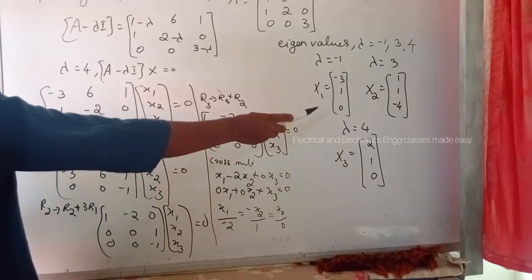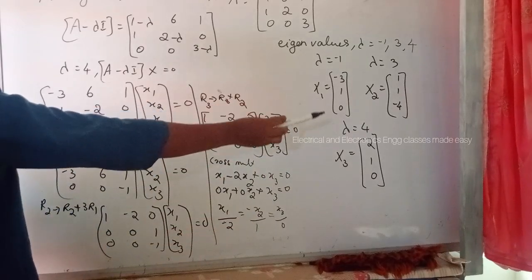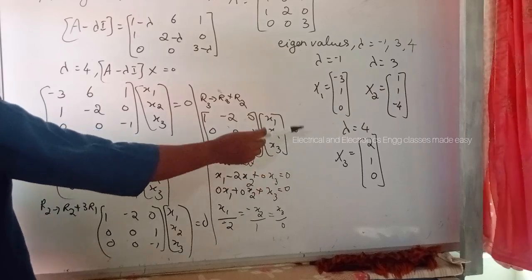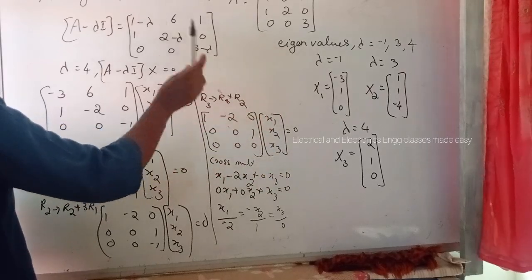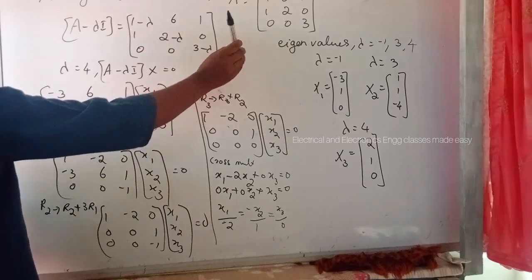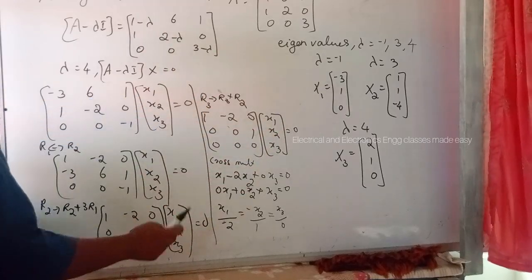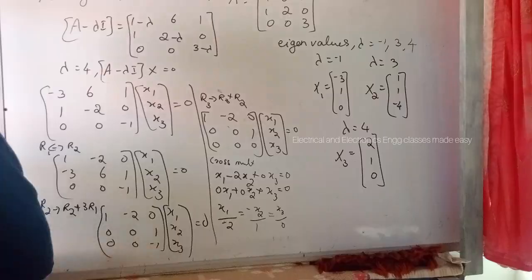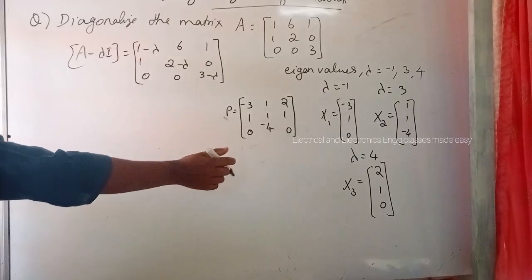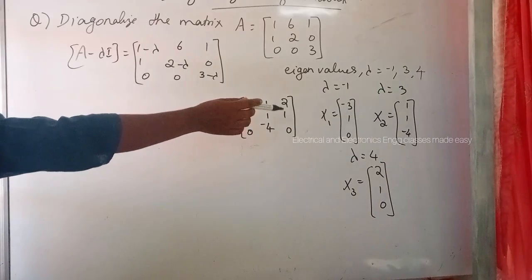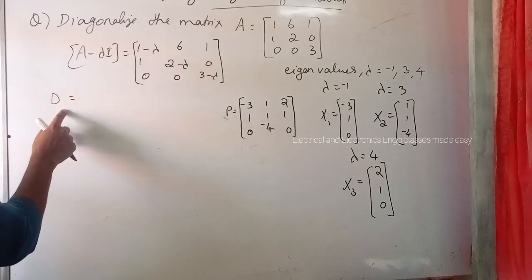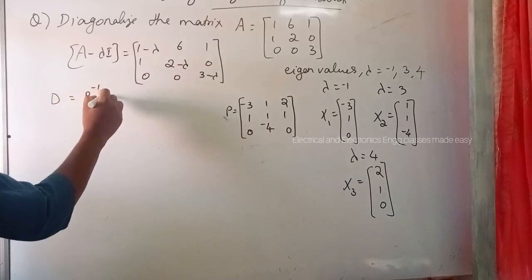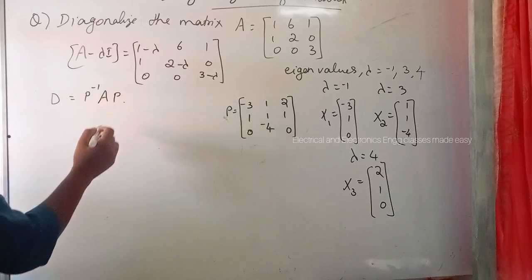So here, after checking that x1, x2 and x3 are all linearly independent eigenvectors, we can diagonalize the matrix A. Now let us go for the diagonalization. Here P is the column matrix of the eigenvectors. Now, D is equal to P inverse into A into P.